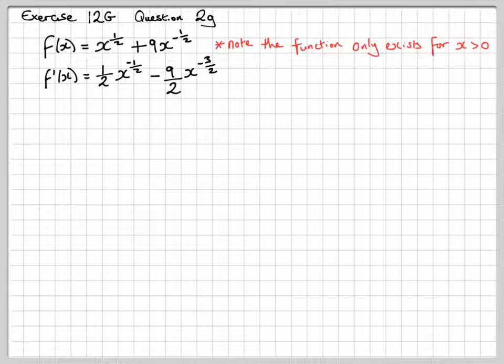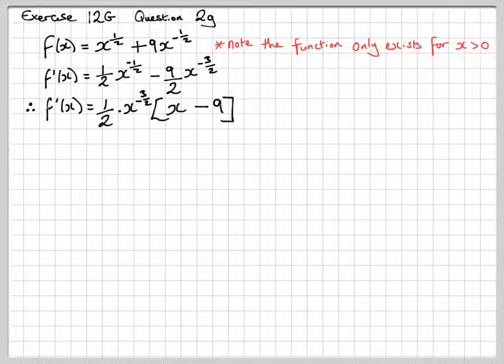We look at the two powers and we decide which of the two powers is smaller. In this case, it's x to the power of -3/2. And we're going to pull that out as a factor as well as the half. So I'm going to do that directly, and what I'm going to end up with is the expression that you see here.